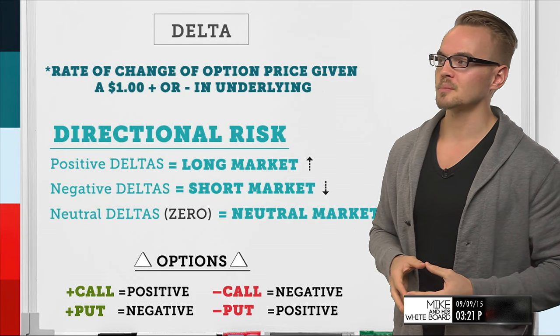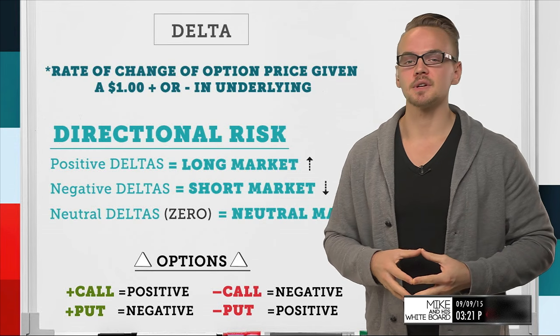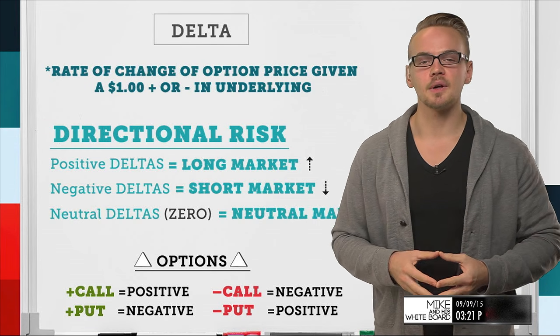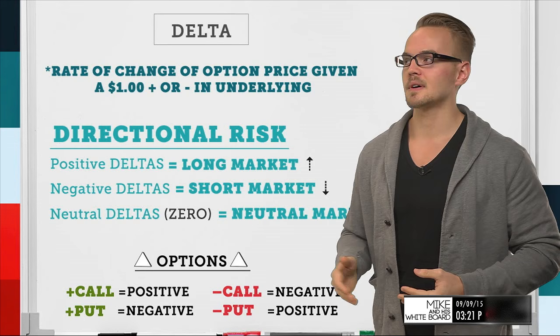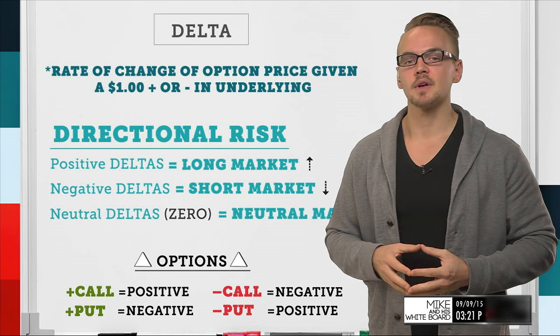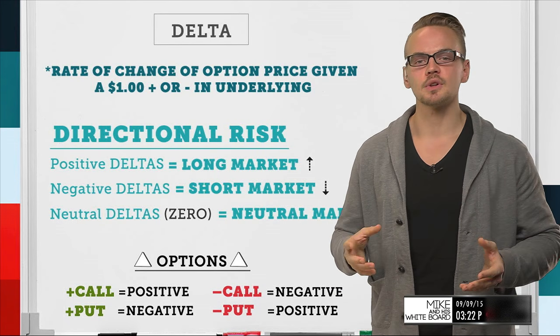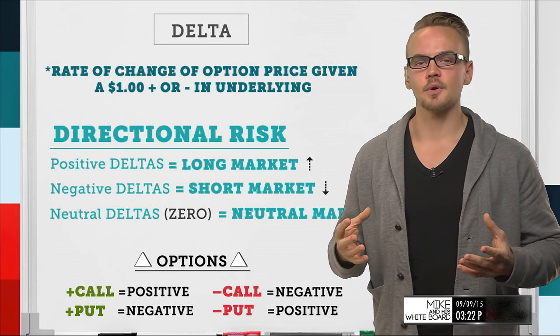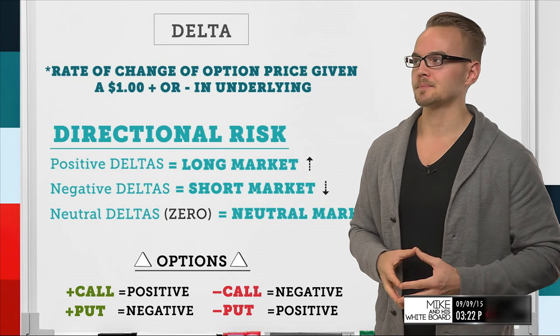So with a short put, it's just the opposite of a long put. If I'm long a put, I want the underlying to go down. If I'm short a put, I want the underlying to go up. So that's a pretty quick way you can visualize the options and how the options are going to have these deltas when you're trading them.